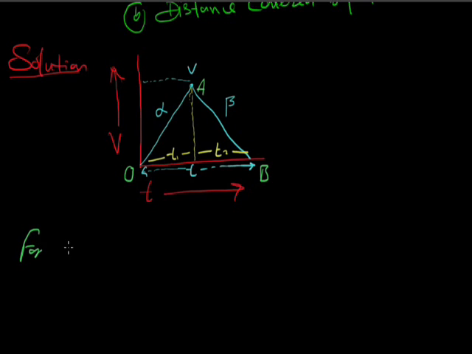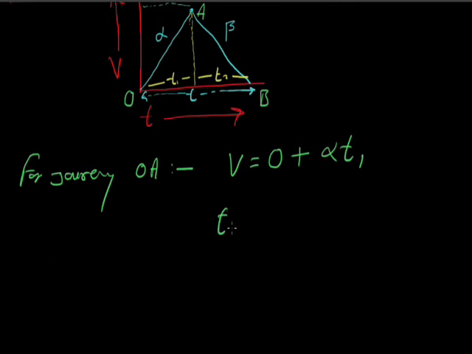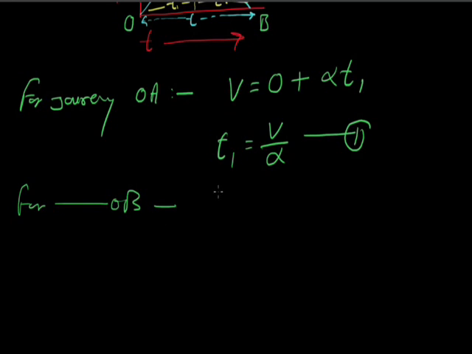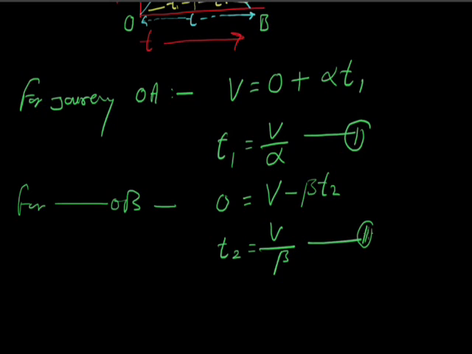So for the journey OA, the final velocity v is equal to initial velocity 0 plus alpha t1, and here time t1 is equal to v upon alpha. For OB, the final velocity becomes 0 because the body comes to rest, equal to initial velocity v minus beta t2, where the time period is t2. So t2 is equal to v upon beta.